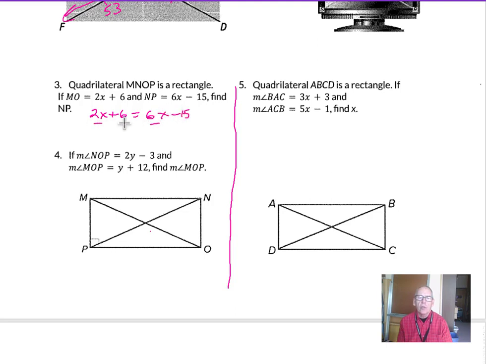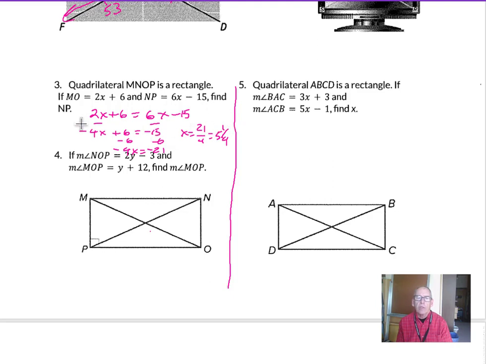Combining like terms, take 6x away from both sides. We have negative 4x plus 6 equals negative 15. Take away 6 from both sides. We have negative 4x equals negative 21. Divide by negative 4. x equals 21 over 4, which is 5.25, or 5 1/4.